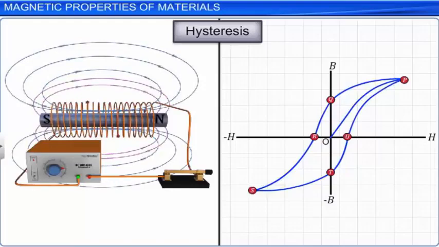We can observe that the curve OP does not retrace itself as the magnetic intensity, or applied magnetic field H, is reduced. Hence, we can say that for a given value of magnetic intensity H, magnetic field B depends on the previous history of the sample. This phenomenon is called hysteresis.